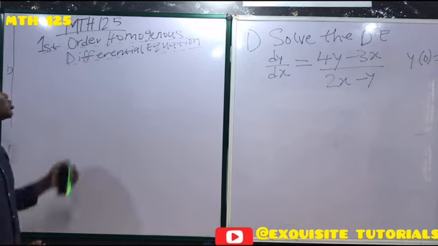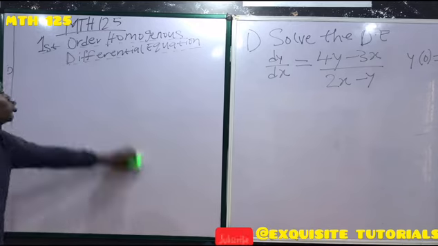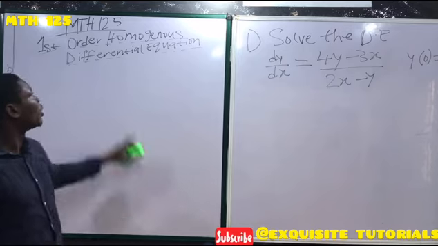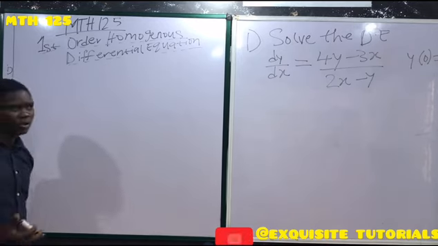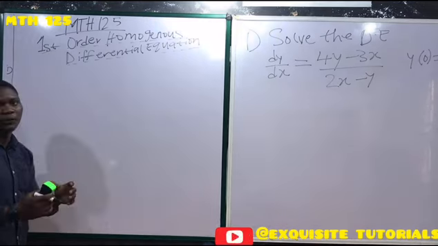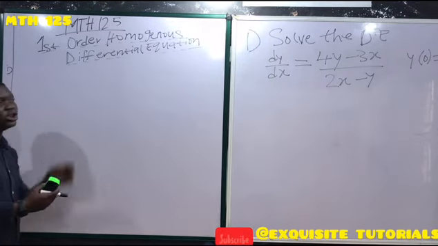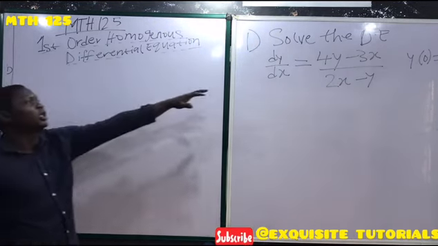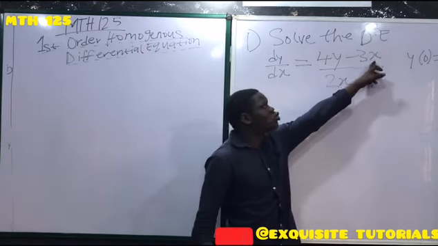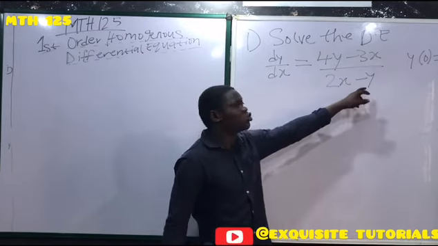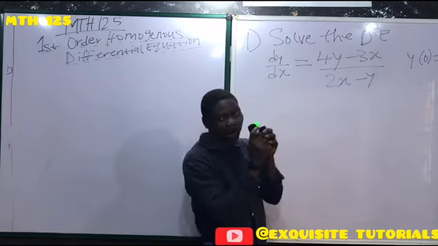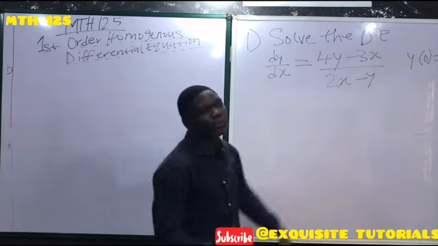Now, the first thing to know is how do you know if a differential equation of order 1 is homogeneous? To know this, you have to look for the sum of the powers of the two variables in each term. Okay, let's look at this example now. The power of y here is 1, the power of x here is 1, the power of x here is 2, the power of y here is 1. So since the sum of the powers of x and y is 2, it means that this is homogeneous.